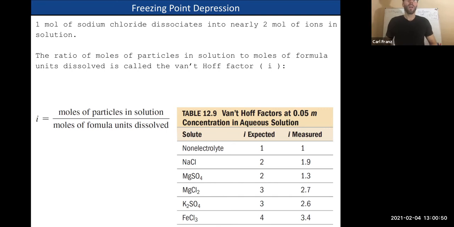It's going to be the moles of particles in solution over the moles of the formula units that are dissolved, okay? And that gives us this Van Hoff factor. So sodium chloride, for instance, it's going to be a Van Hoff factor of 2, based on, again, the moles that they dissociate into. Now, if we measure it, it's technically 1.9, but we use 2 because that's pretty close. Okay.